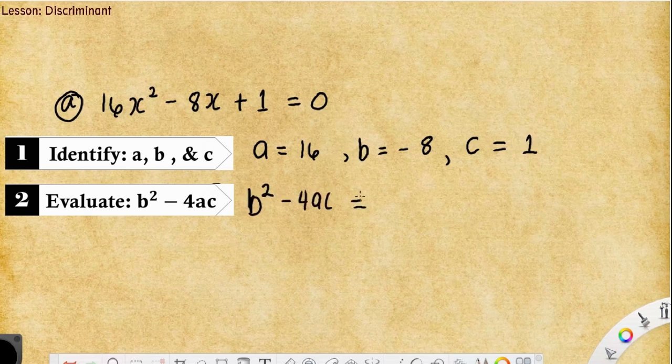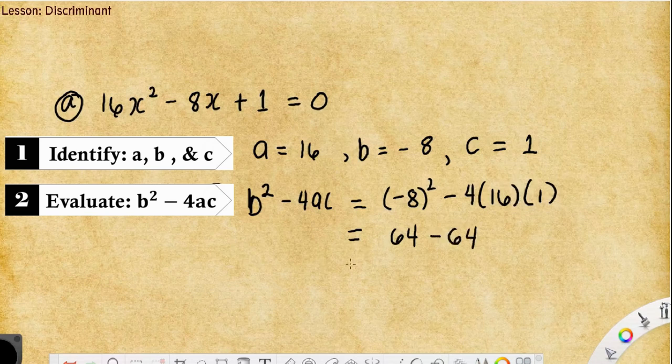Okay? Madali lang, no? Meron tayong a, b, c. Ang kailangan lang natin gawin ay i-substitute yung mga letters na yan dito sa ating formula. So, meron tayong negative 8 squared minus 4 times 16 times 1. Okay? And then, let's simplify this equation. Meron tayong negative 8 squared, that is 64. 4 times 16 times 1, that is negative 64. And then we have 0. So therefore, our discriminant here is equal to 0.